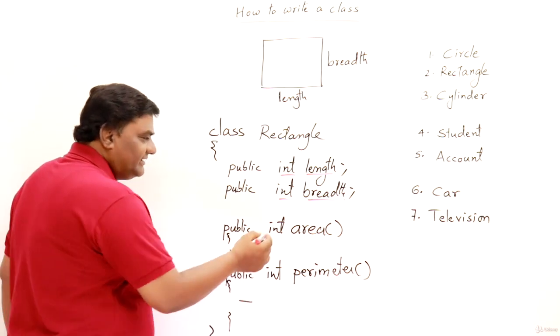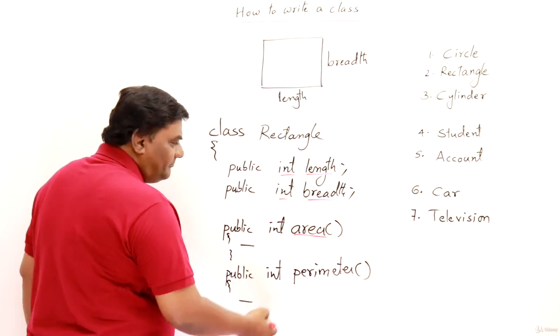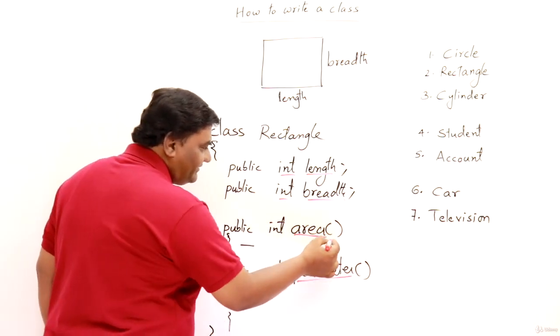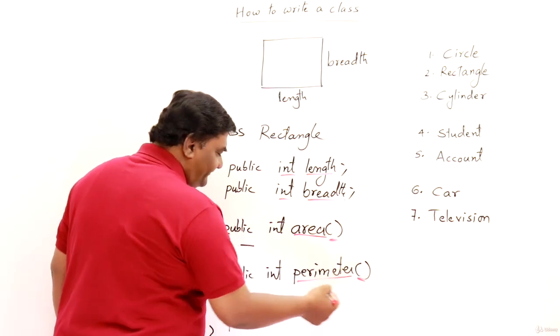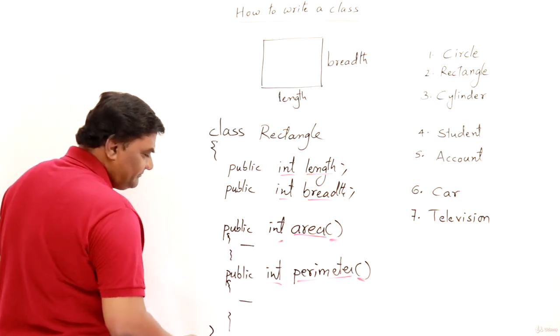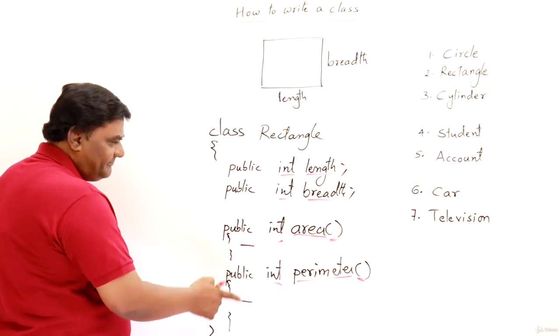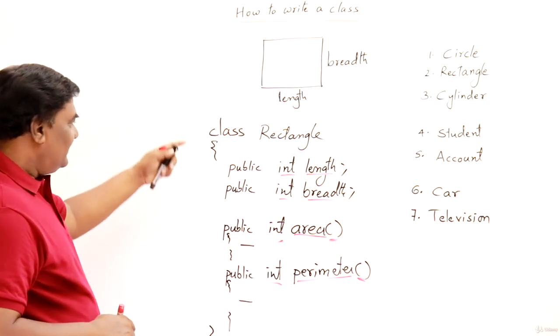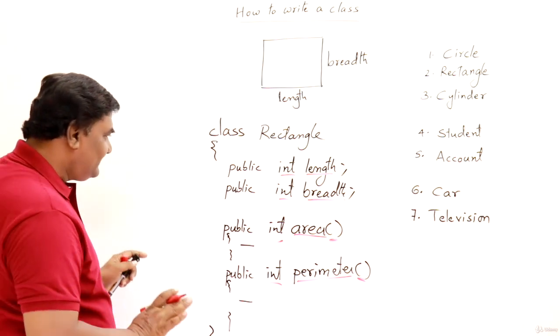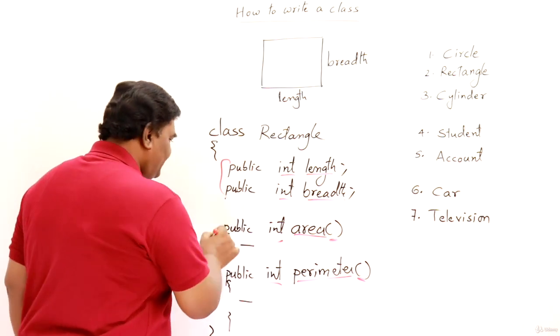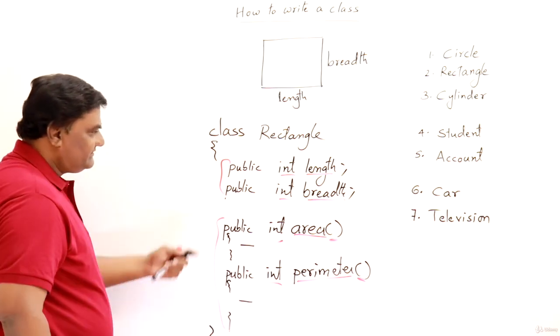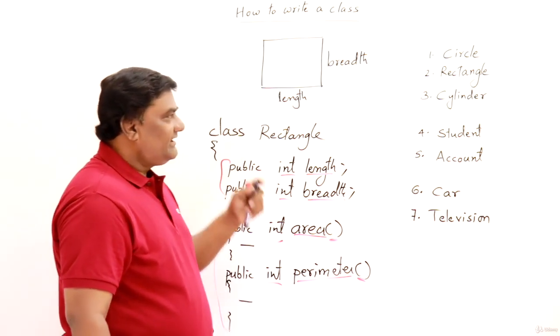Now coming to the next, area is a method. Perimeter is a method. These are the methods or functions which return integer type. And the body I have not implemented. We will see it later. So this is neat and clean. You can clearly see that it has these two properties and these methods. That's all. So this is about a rectangle.